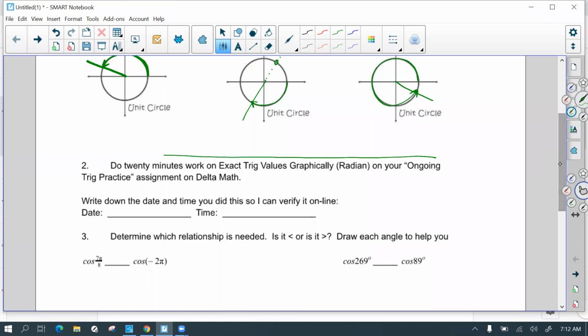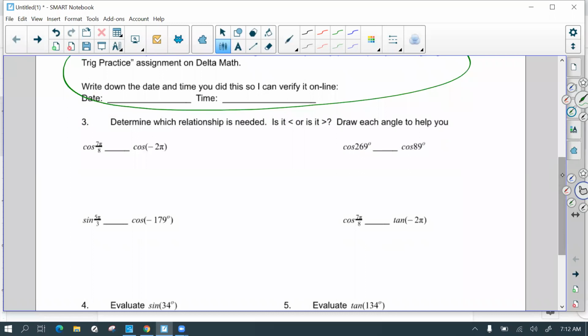Please do this. I think this is valuable. And then number 3, oh, these 4 are thinkers. So I think it's very wise to just sketch a graph of the angle and then try to analyze what's going on. So 7 pi over 8 is in the second quadrant. It's not a special angle, but it's an angle, of course, and it's in the second quadrant.